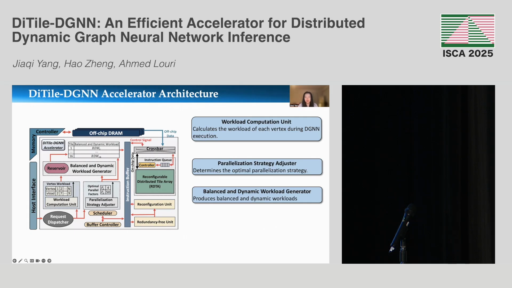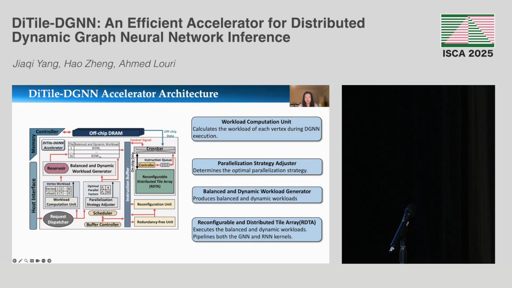In step 7, the selected workload and the reuse instruction are passed to the reconfiguration unit, which programs the NoC interconnects to support different types of traffic, including temporal communication for RNN kernels, spatial communication for GN kernels, and the reuse of wire paths for cross-snapshot data reuse. Finally, in step 8, the reconfigurable and distributed tile array, RDTA, processes the DGN workloads by pipelining both GN and RNN kernels, ensuring high throughput and low energy across iterations.